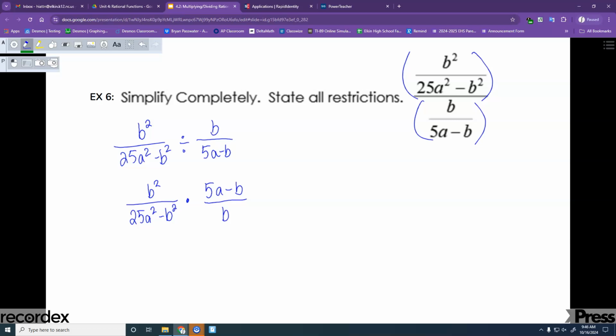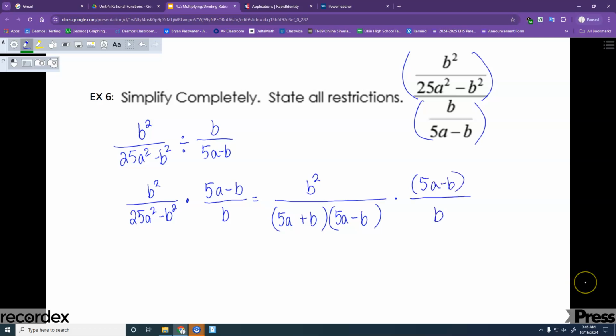And so there's not really anything you can do with the b squared. But on the bottom, we can factor this. To get 25a squared, we could do 5a and 5a. And then to get b squared, we need to do a positive b, a negative b. If we multiply that back, then we get 25a squared minus b squared. And there's really not anything you can do over here either, except I am going to put this in parentheses, and I've got a b here.